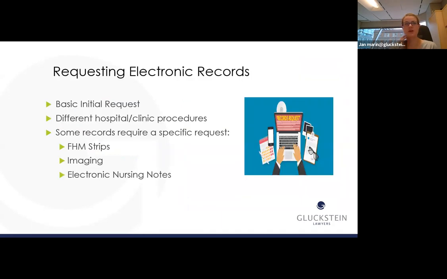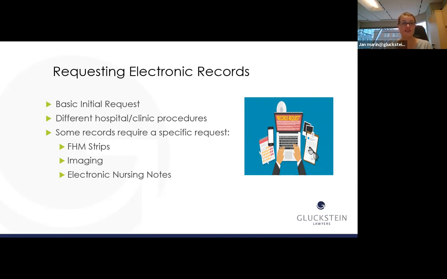So turning to requesting electronic records. How does that change the requesting process? Well, it can in a number of ways. Certainly you can make your basic initial request. Ask for all hospital records. Requesting all hospital records, I can tell you from experience, does not mean you're going to receive all hospital records, but make the request, see what you get, and have a critical eye on those records.